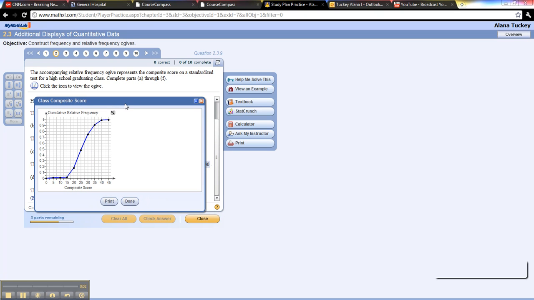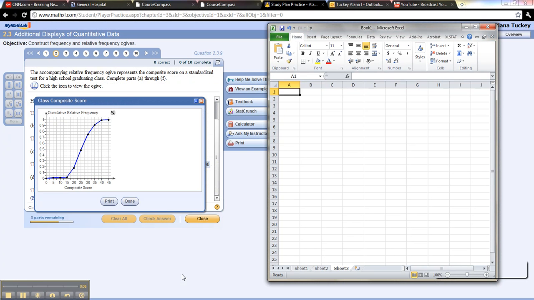Hey there, we're back, and we're going to try to look at the ogive now and try to figure some things out about it. So let's look at the graph for just a second. When you look at an ogive, the important thing to realize is that what's used in the ogive for graphing purposes is the upper class limits.